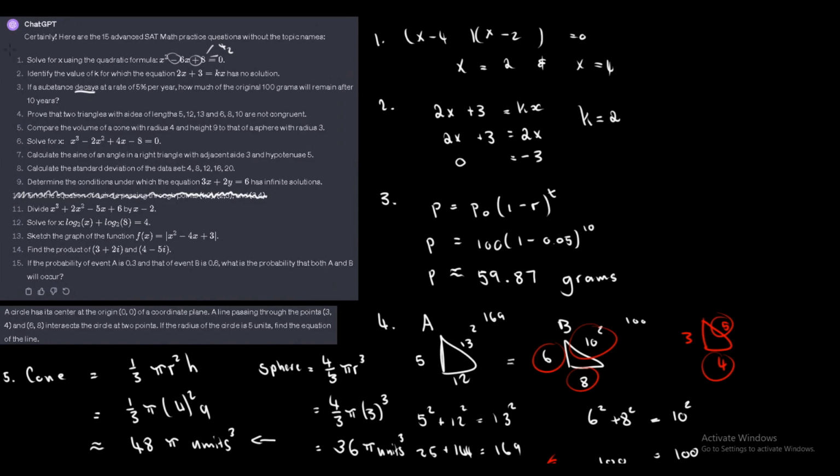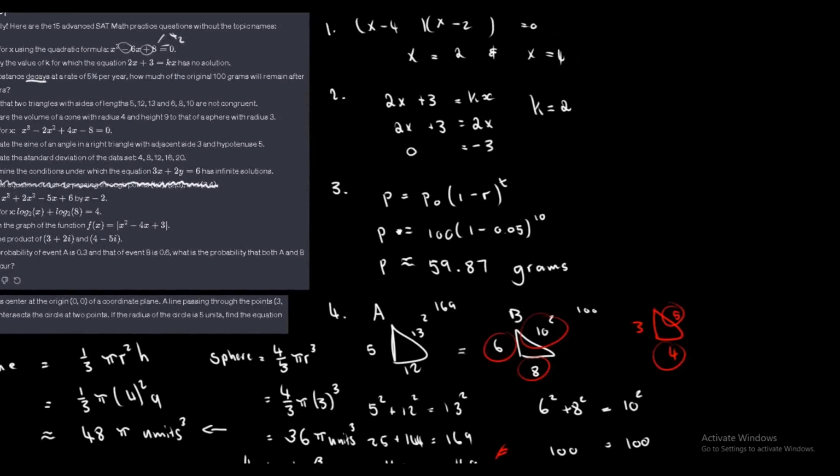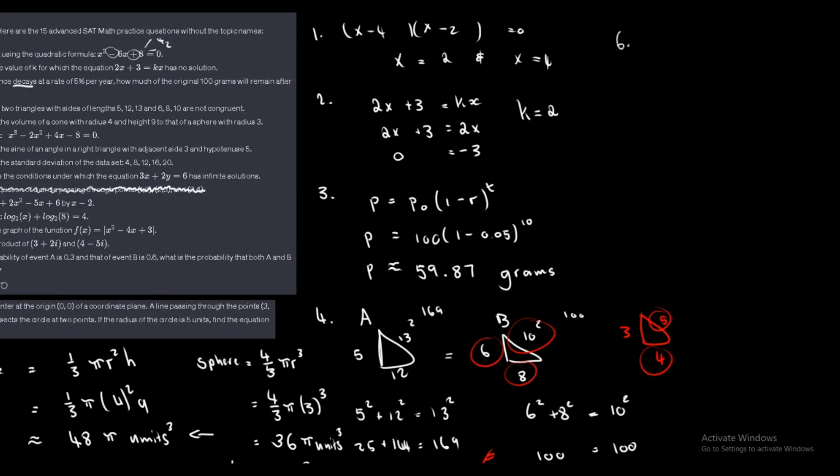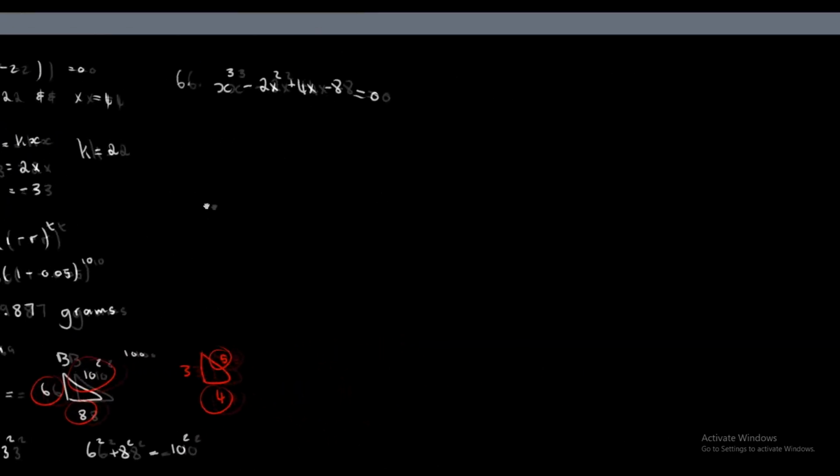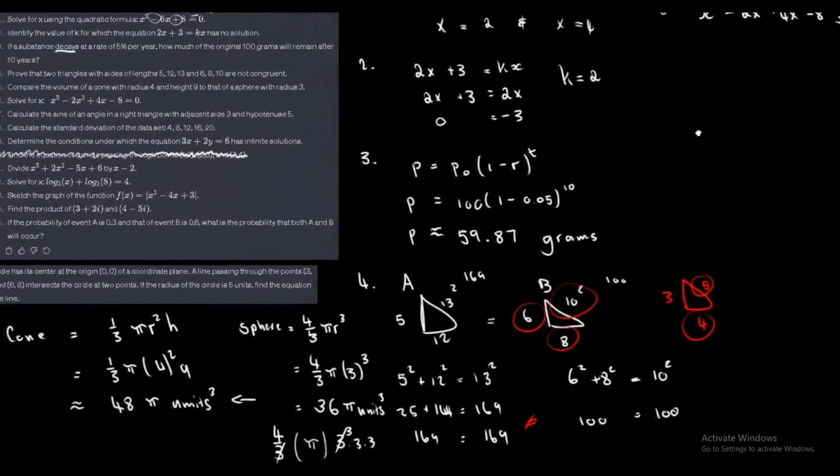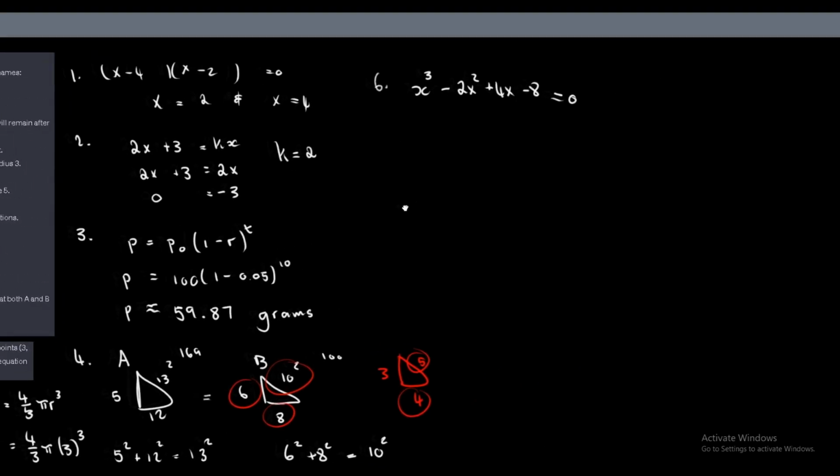Okay, that was number 5. Let's go to number 6. Solve. Oh man, this is quite a big one. So I'll do number 6 over here. Let me see. x cubed minus 2x squared plus 4x minus 8 is equal to 0. Okay. The question is what? Solve for x.